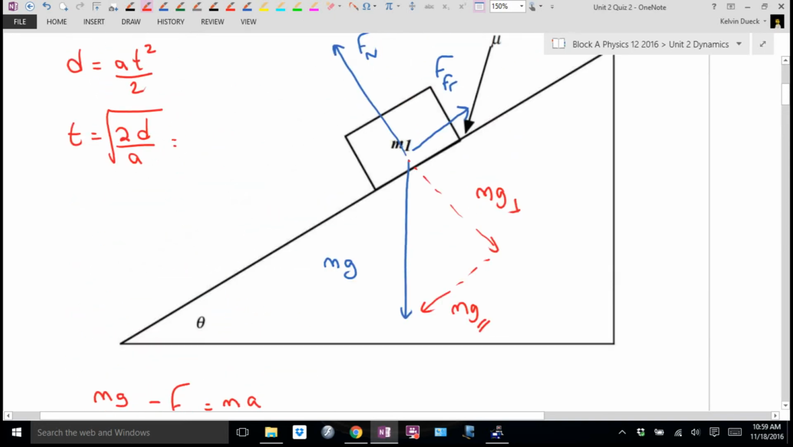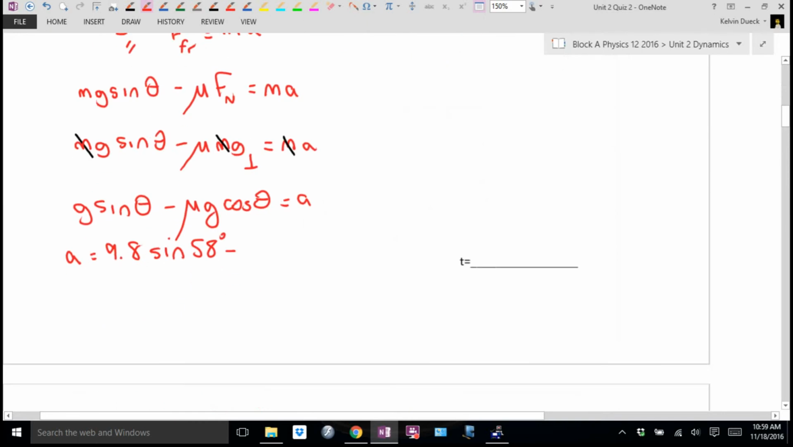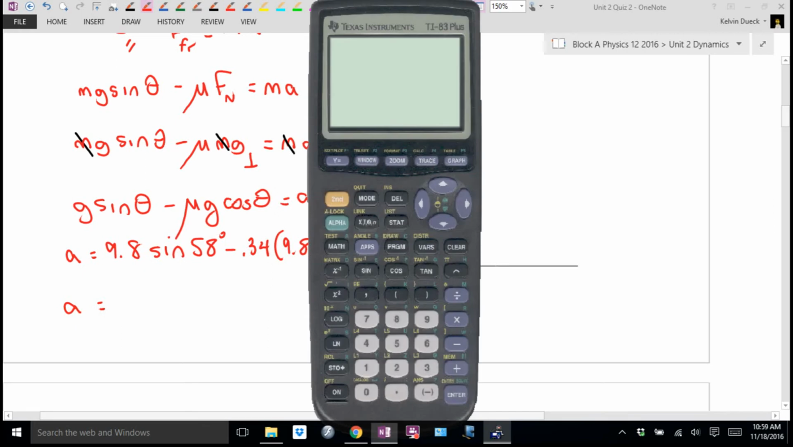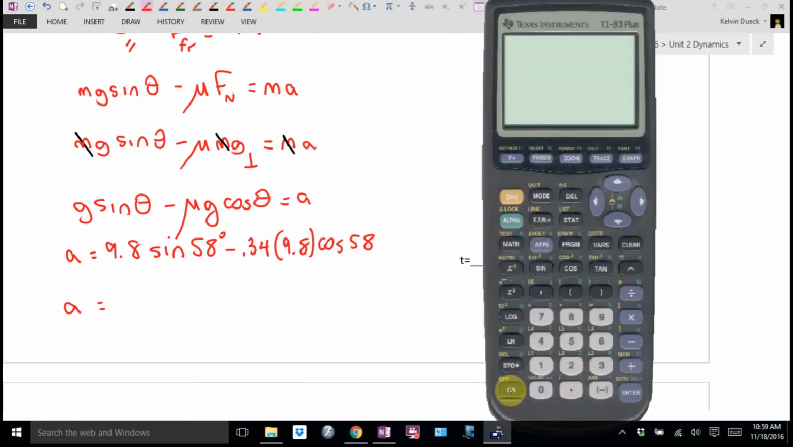Minus, what's mu? 0.34 times 9.8 cos 58. Let's see if I guessed right. Let's see if this thing is accelerating, because it could be slowing down. 9.8 sine 58 minus 0.34 times 9.8 cos 58. Made sure I'm in degrees.